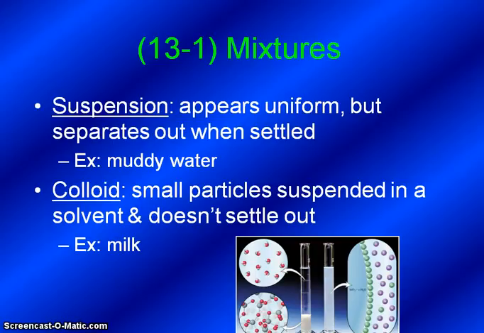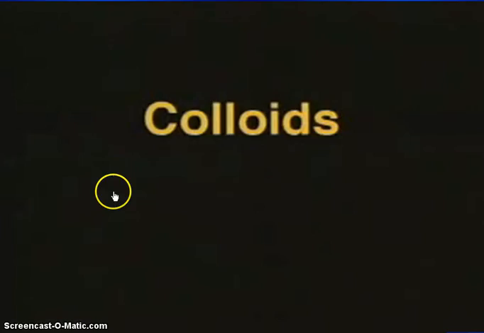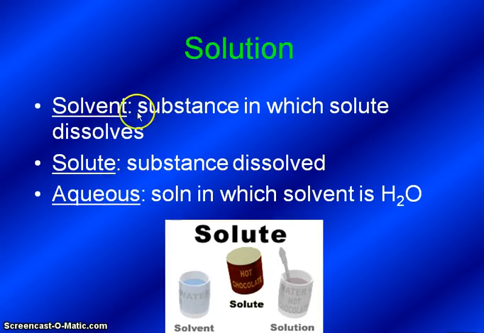A colloid is when you have small particles that are suspended in a solvent that do not settle out. So for example, milk is made of a combination of fat and whey, different emulsions or foams or gels. These are all going to be colloids. So they're kind of an intermediate between the heterogeneous suspension and then the homogeneous mixture of a solution.